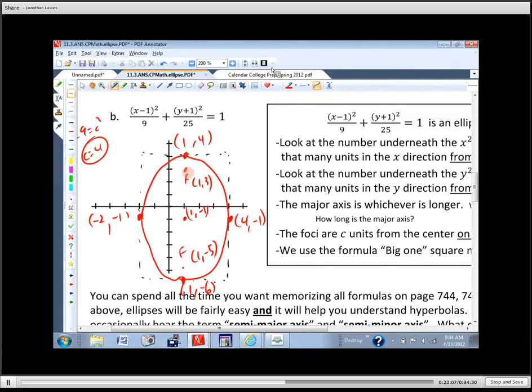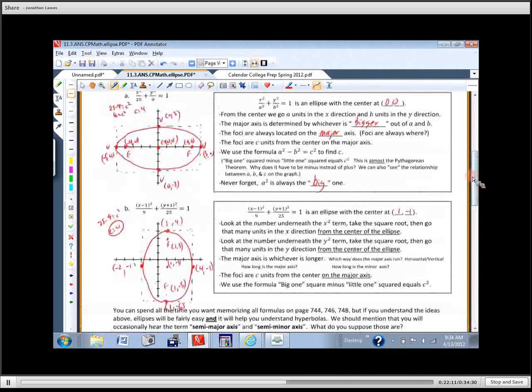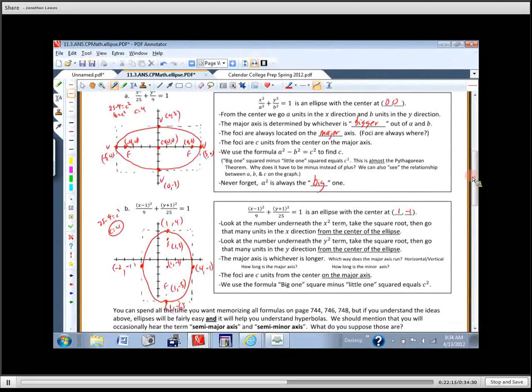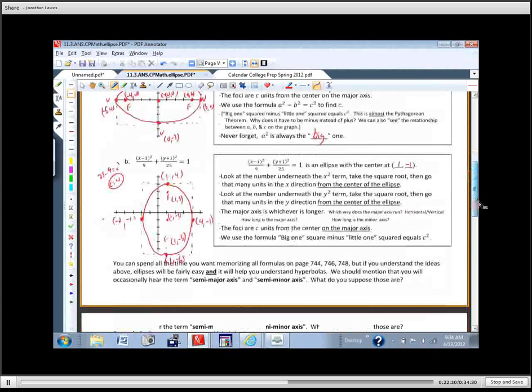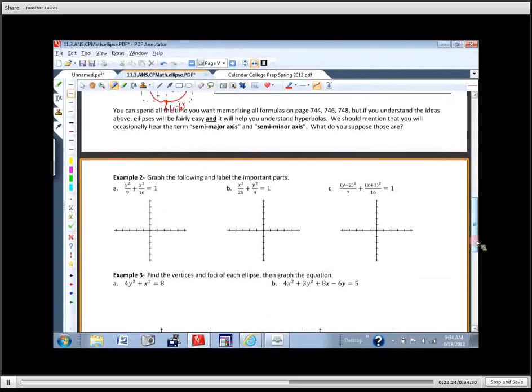Sure? Okay, so far, our parabolas, ellipses, easier or harder than parabolas? About the same? More work? Okay. All right, I'll take that. A couple things we want to point out. If you want to look in your book on these pages right here, there's a whole bunch of formulas on there. If you want to go through and memorize either one of those, that's totally okay with me.